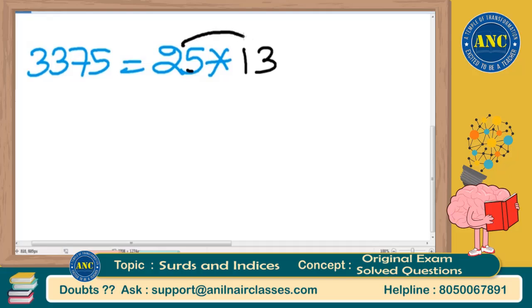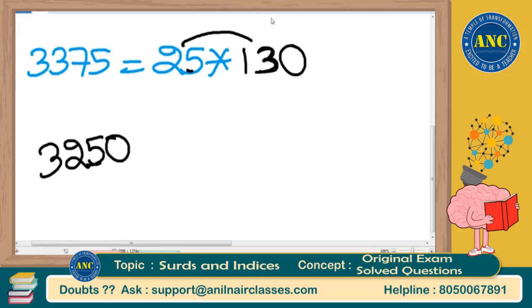25 into 10 is 250. 25 into 3 is 75. It is 250 plus 75, which is 325. Or in other words, 3250 if it is 130. I hope it is clear, Mayank. That means 25 into 130 is 3250. But the number is greater than 3250. That means it should not be 130. It should be the next multiple of 5 after 130.